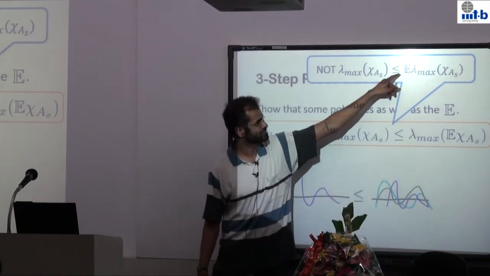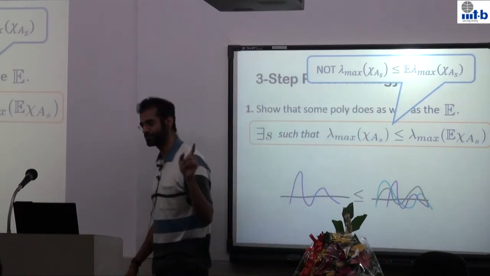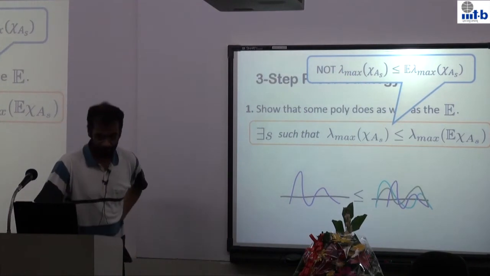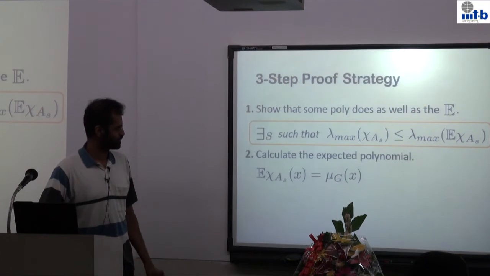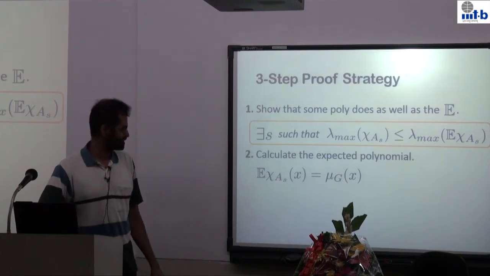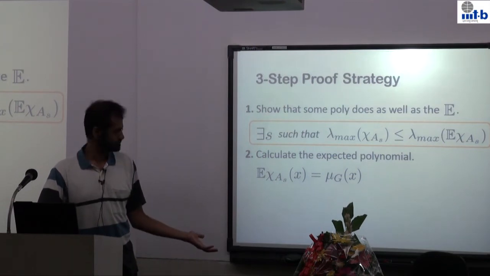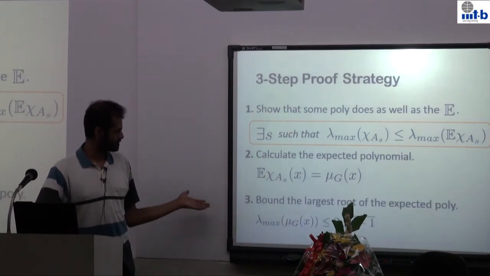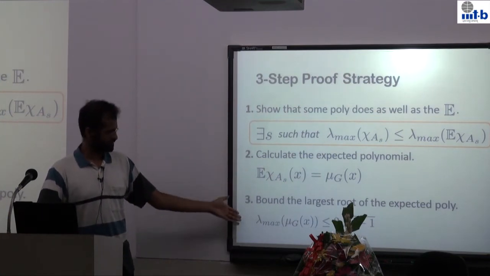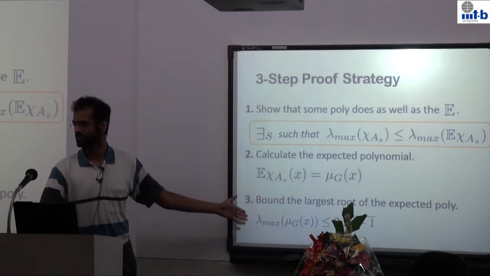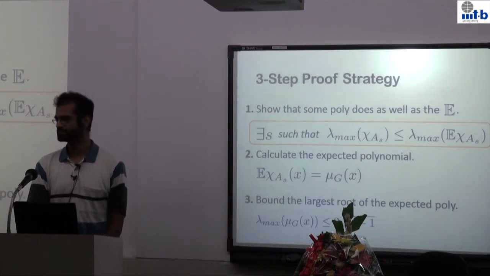It would be easy if I could average roots, but as I already told you, the average root is actually bigger than 2 square root d minus 1. So first prove this. Second is calculate the expected characteristic polynomial. This turns out to be a known object from statistical physics called the matching polynomial. And the third step is to bound the roots of the expected polynomial, which turns out to be 2 square root d minus 1. If you put these 3 things together, it proves the theorem.